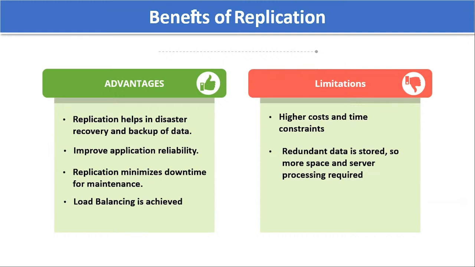That is, all the data being copied from the primary node is actually the same as what is being copied into the secondary node. And finally, redundant data is stored in the secondary server or secondary node, right? So it takes more space, and server processing is also required, which takes a lot of time. So those were some of the limitations, or you can say disadvantages, of replication in MongoDB.